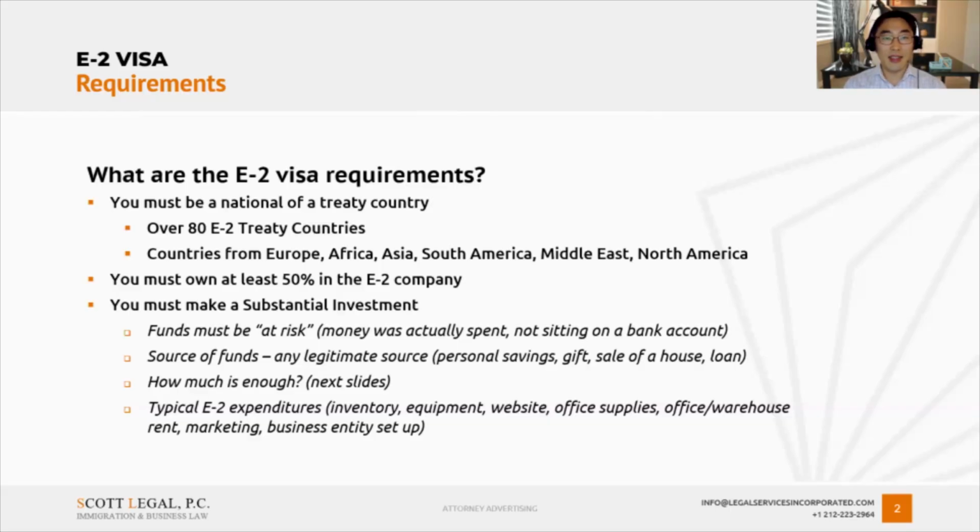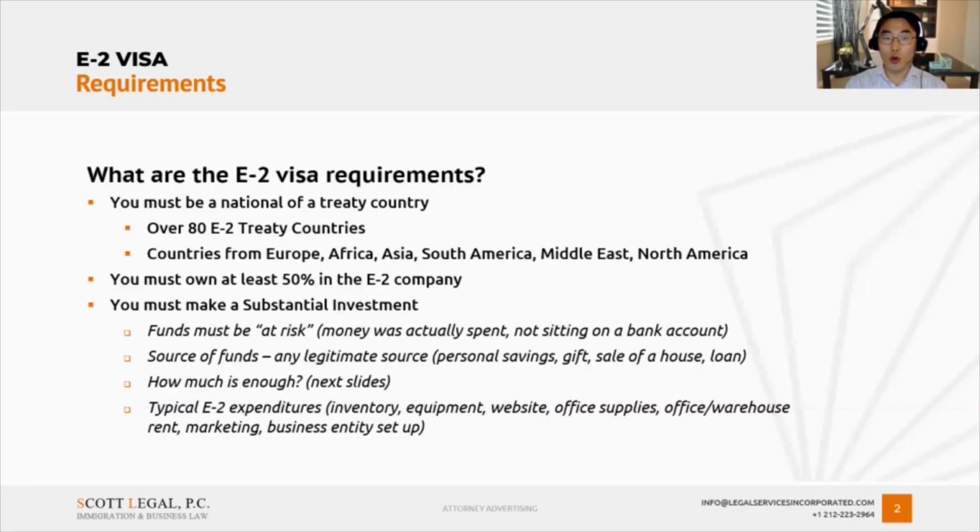Funds must be at risk. It means the wire transferred investment funds must be used and spent. For example, you transferred $100,000 to the E2 business account. Then you need to spend the money to obtain all kinds of necessary things, including office lease, office equipment, other professional accounting and marketing services. Then you will need to show that you have spent a sufficient amount of the $100,000 in your E2 visa application. So the point is, the money transferred to your corporate bank account must be used.